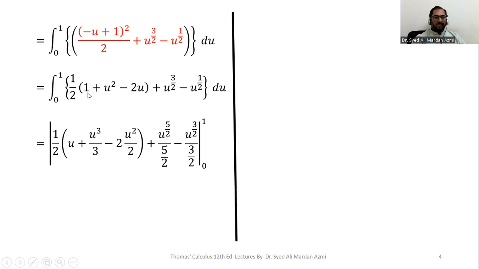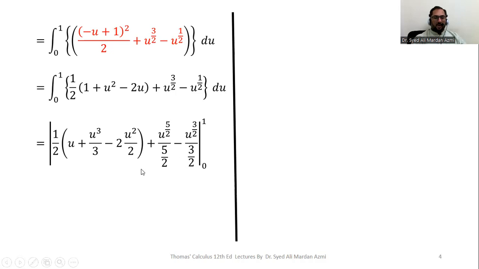The integration of 1 will be u. Integration of u square will be u cube over 3. Integration of u is u square over 2. Integration of u raised to power 3 by 2 is u raised to power 5 by 2 over 5 by 2, minus integration of u raised to power 1 by 2, which will be u raised to power 3 by 2 over 3 by 2. In all these terms, we have used the power formula. In the next step, we will apply fundamental theorem of calculus to evaluate these limits.